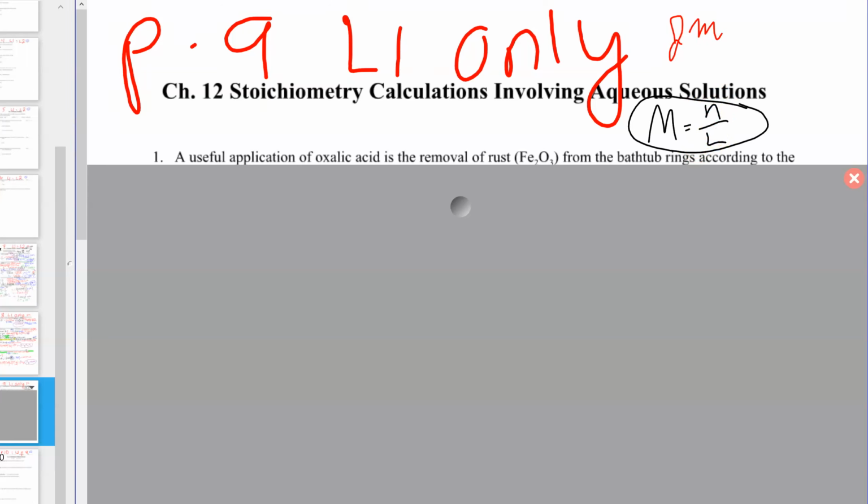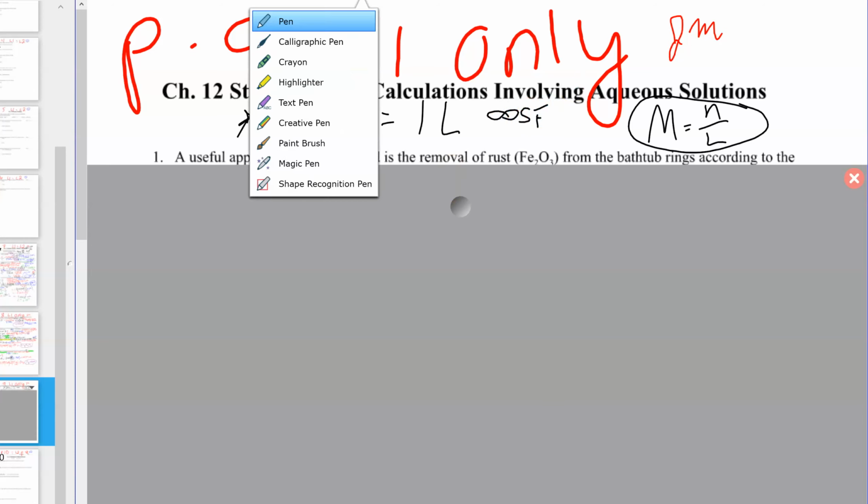Helpful conversion factors, if you've forgotten: 1,000 milliliters equals 1 liter. And we are infinitely sure about that. That conversion has infinite sig figs. Okay, let's look at number 1.